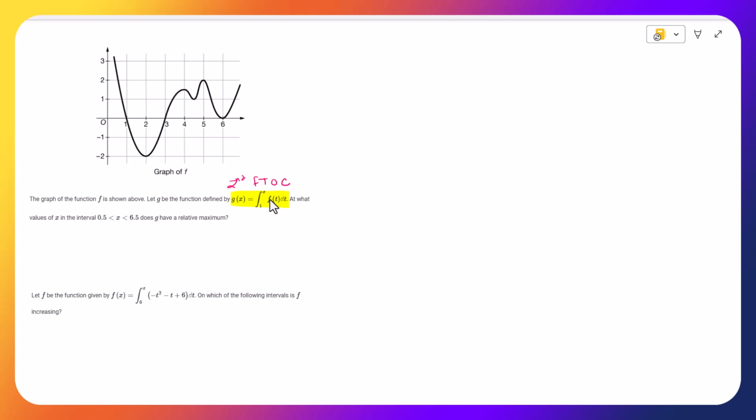Okay. And it's asking, where does g have a relative maximum? Well, what are our conditions for a relative maximum? It means that g prime equals 0 or is undefined, and g prime switches from positive to negative.